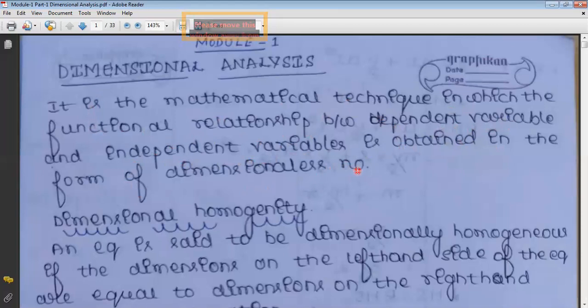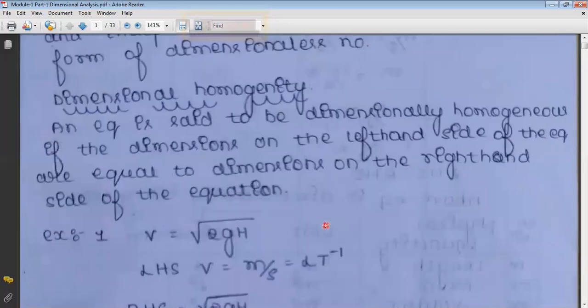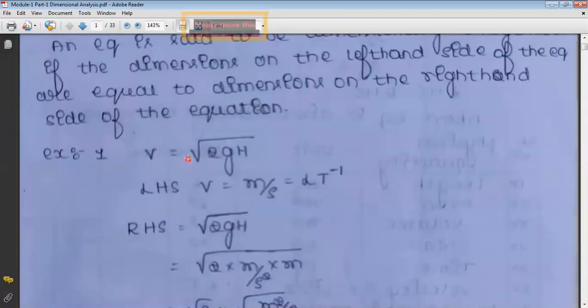In any equation, you'll get a number of variables. Take the example: velocity is equal to square root of 2gh. This is the theoretical velocity we use in fluid mechanics. V stands for velocity, g stands for acceleration due to gravity, and h stands for pressure head. Here the velocity is directly dependent on g and h. If you change the value of h, the value of V will change, correct? So in this equation, V is called the dependent variable, whereas g and h are independent variables.